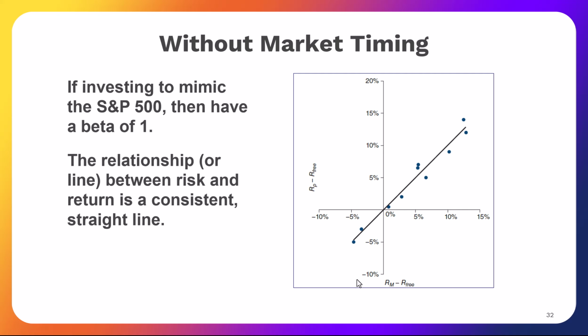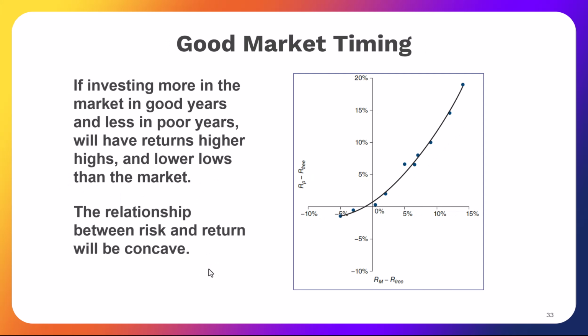So if we were investing to mimic the S&P 500, then we should have a beta of 1. And the relationship between risk and return is this straight line relationship. So if we are doing this correctly, and we are not getting market timing, we would end up with this straight line relationship.